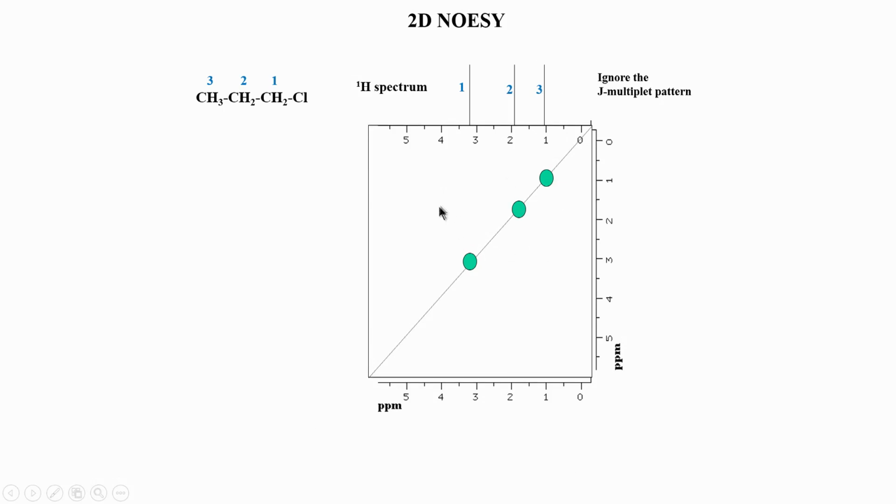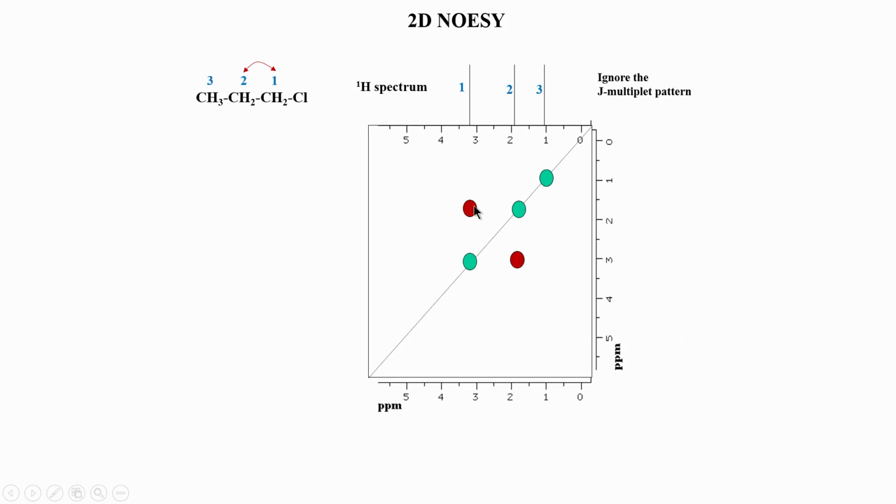Now, what is a cross peak? A cross peak is a peak where there is a transfer of polarization between 2 spins, and this is something we saw even in COSY and TOCSY. So, let us look at this spin number 1. It is in close proximity to 2, which is expected because they are only 3 bonds away. So, in a NOESY spectrum you will see a cross peak between 1 and 2.